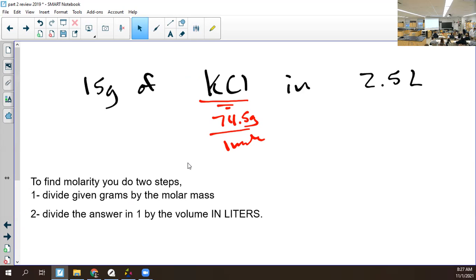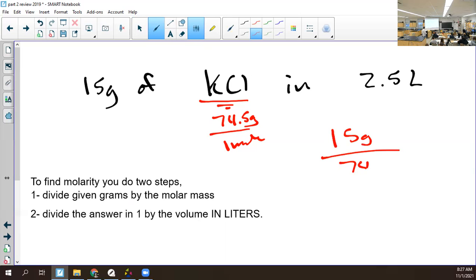0.08. Who has 0.08? Nice job. Good job. Front row. Okay, Newman. Good. 0.08. We did 2 steps. We took 15 grams and we divided it by 74.5. That gave me a number, which I divided by 2.5. Okay, that's how to do it.